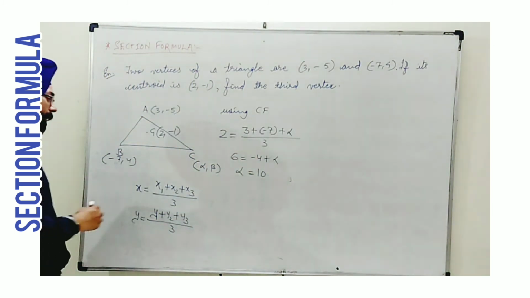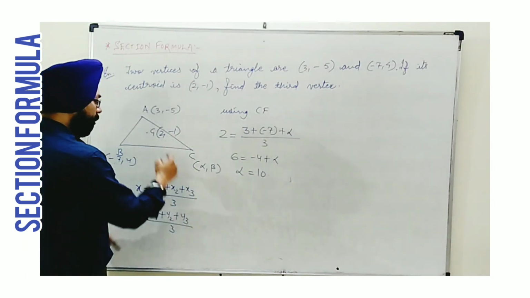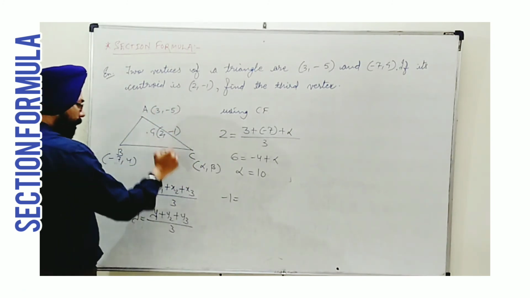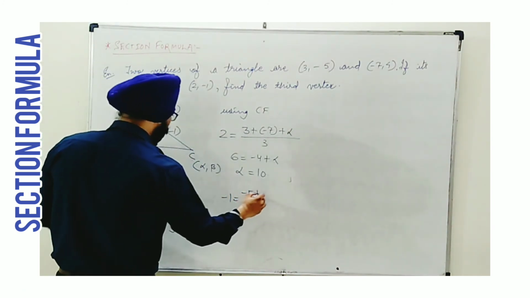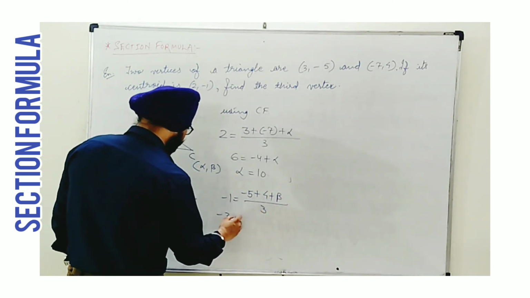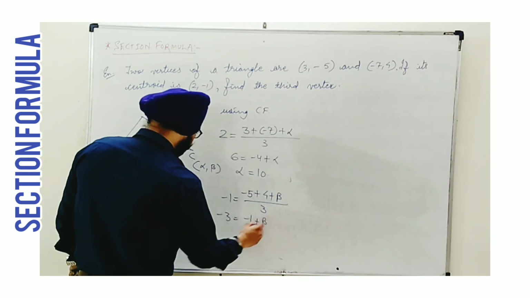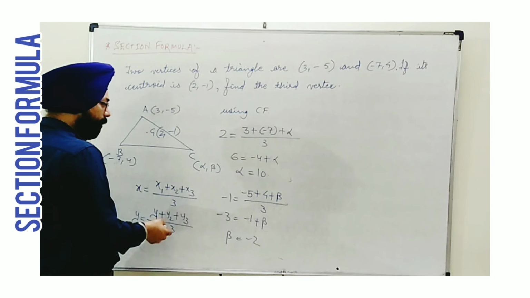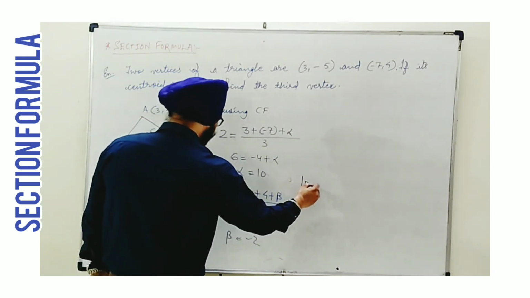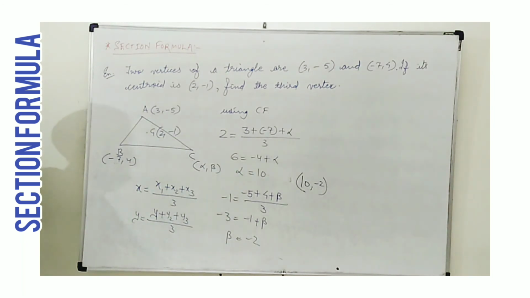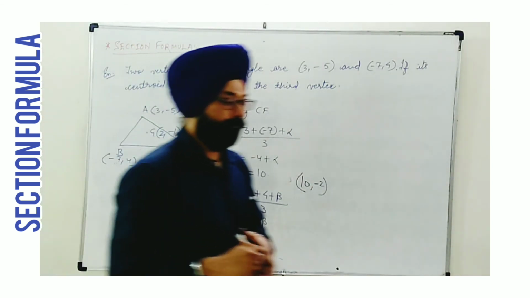And if we go for y, the value of y is minus 1 by comparison. And again all the ordinates will be added, means (-5 + 4 + beta)/3 on the left-hand side. So minus 3 equals minus 1 plus beta, and beta comes minus 2. So finally the coordinates of C we have obtained to be (10, -2). This is one application of the centroid formula. More are there. Let's see that.